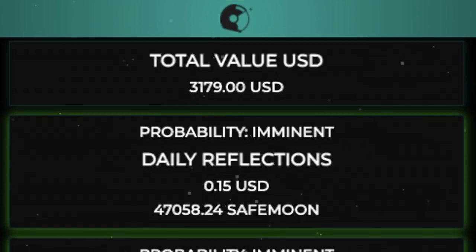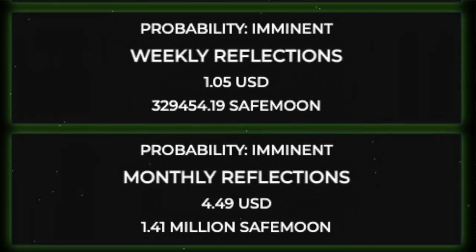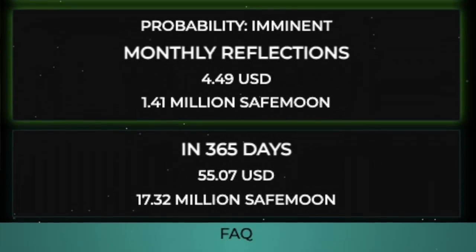Just remember that when using any calculator, these reflection calculations are purely estimates and are generally going to be more conservative due to how they calculate the reflections. The longer out you try to calculate, the higher the volume, the more variance in price, and the larger your bag, the more inaccurate those predictions will become.